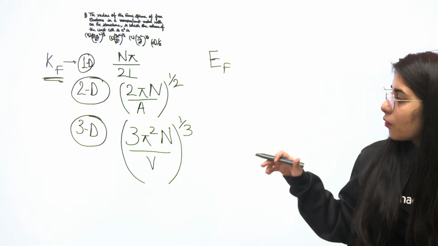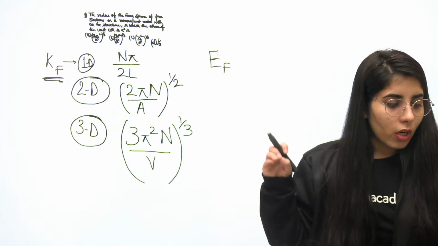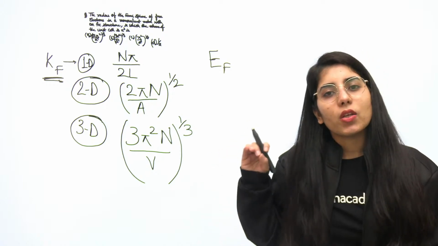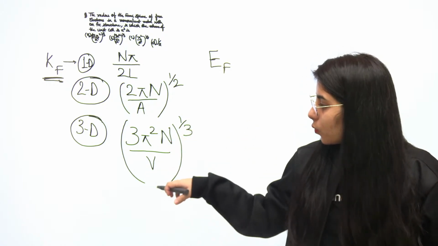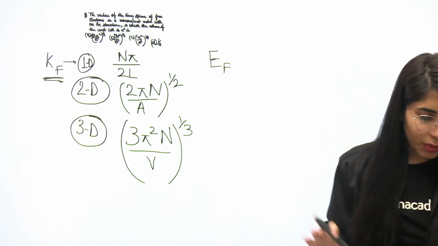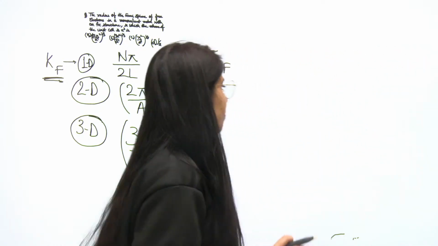Otherwise, if they have only provided you the number density instead of the number of electrons present, or the number of fermions, any such information, then you will write N upon V is equal to small n, N upon a is equal to small n. That's what you will do. Okay, let's consider the next formula, which is again a very important one.